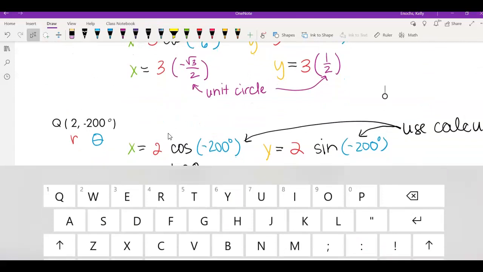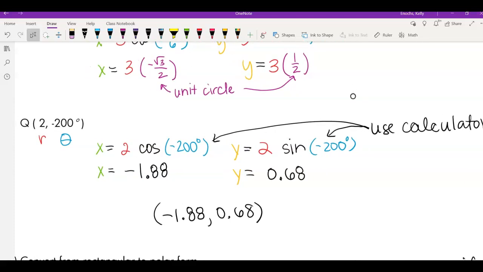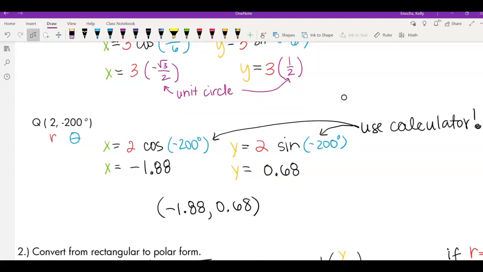Likewise, we can do the same steps for Q. This time though, remember that you have degrees, so we're going to have to use our calculator for that. We cannot use our unit circle. That means I'm going to just type that right in my calculator. Make sure your calculator is in degrees, please, because that is, of course, in degrees.